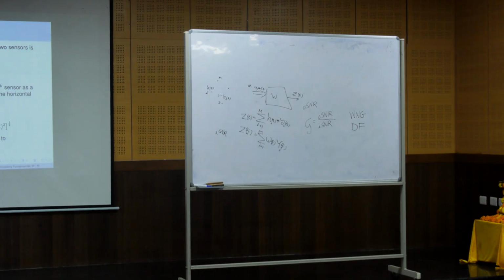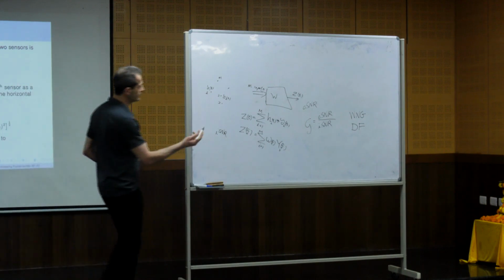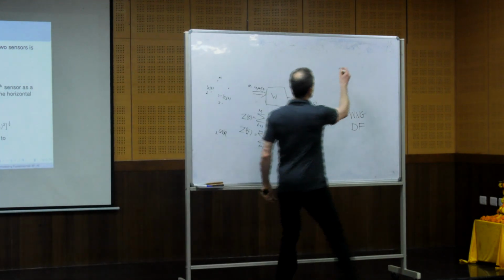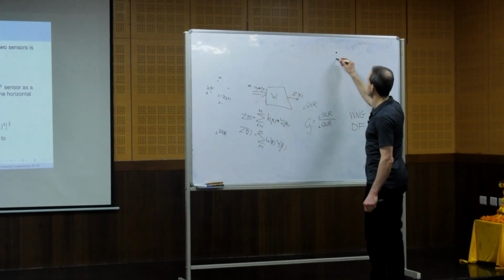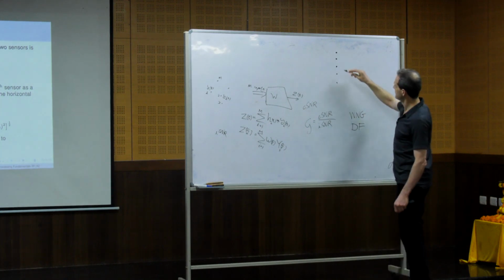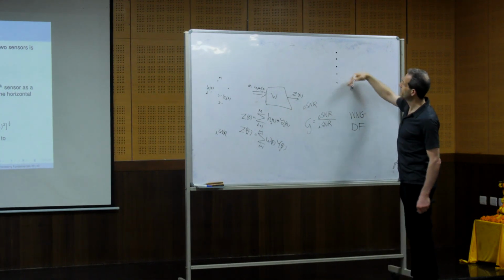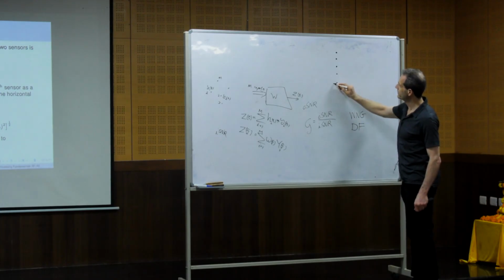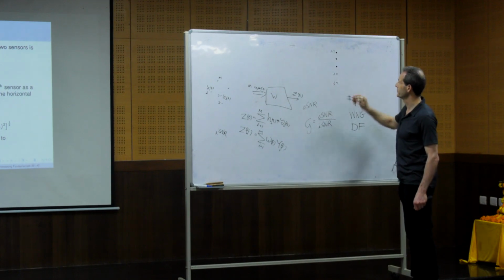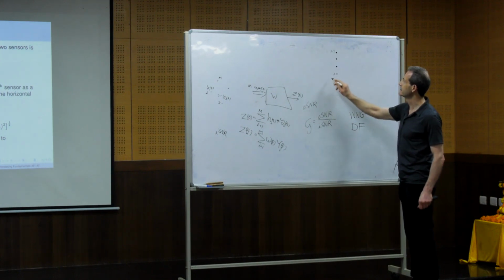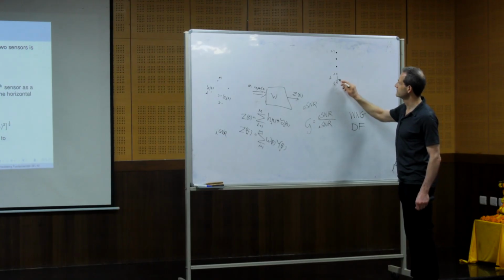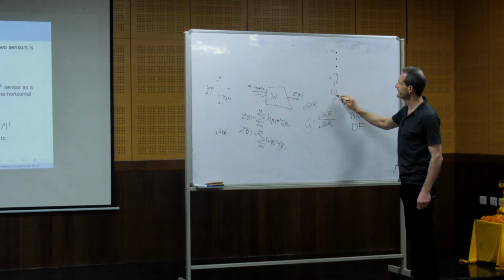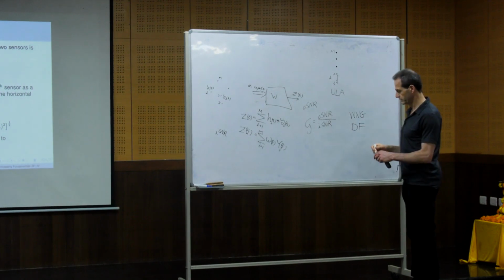So, for example, if we have a linear array like this, and we have a plane wave that comes from here, we can call this number 1, 2, and so on until we have M sensors. And suppose that the distance is d between two sensors. So it's a uniform linear array.